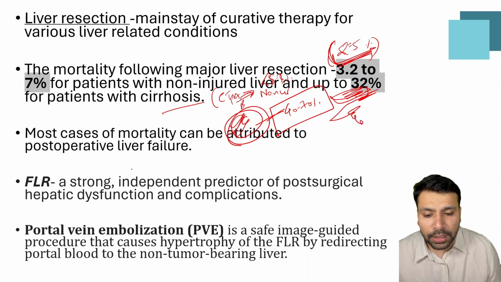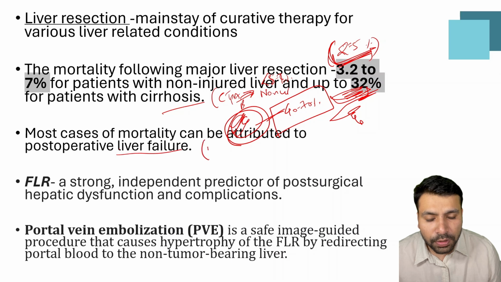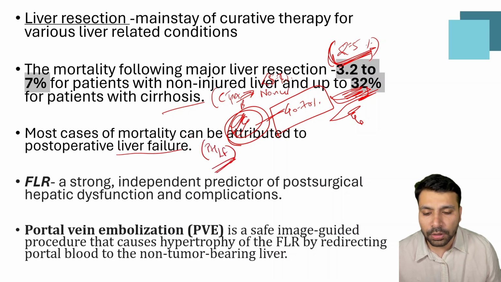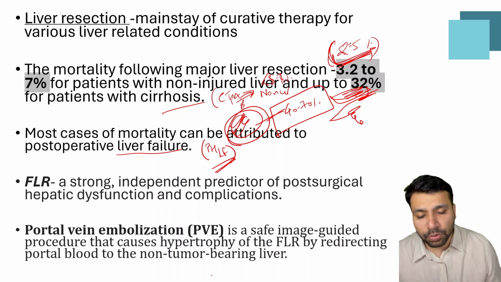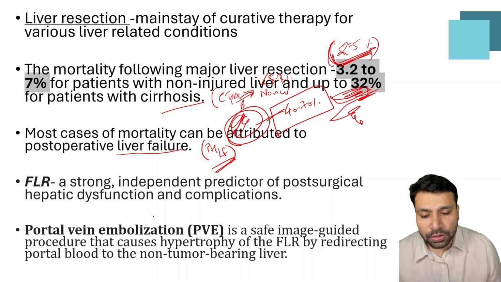Most cases of mortality are attributed to post-operative liver failure, or post-hepatectomy liver failure, what I told you, PHLF. FLR is a strong and independent predictor of post-surgical hepatic dysfunction, and portal vein embolization and ALPS are both useful in this. Portal vein embolization is a safe image-guided procedure that causes hypertrophy of the FLR by redirecting the portal blood to the non-tumor bearing liver.